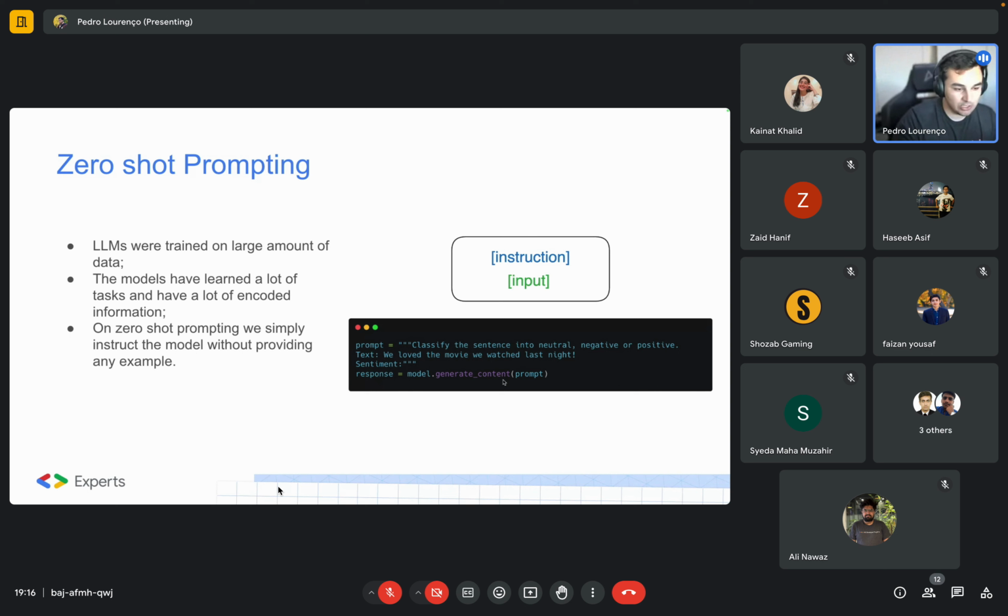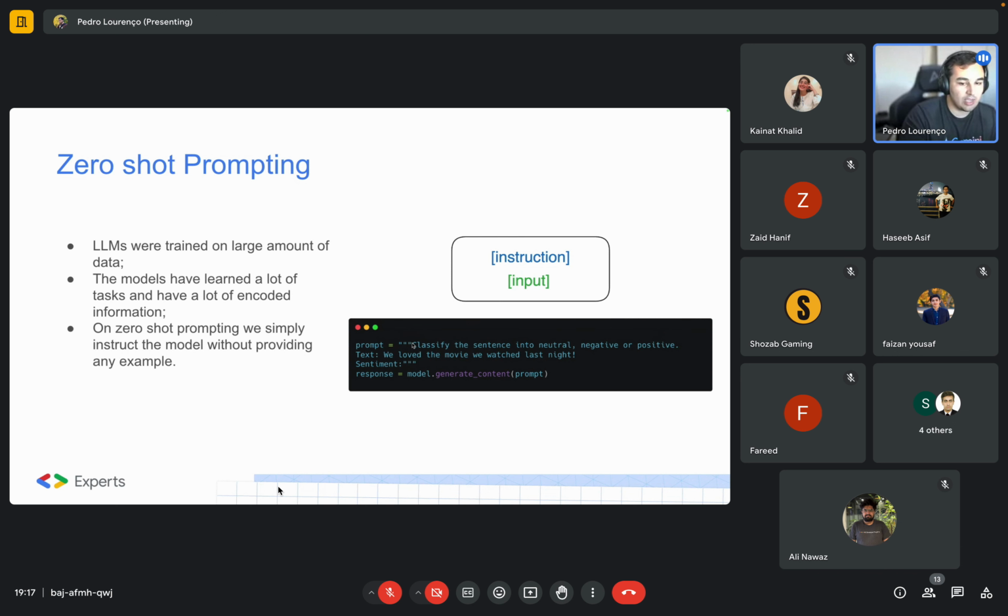And why does this work? It works because large language models, we know, were trained on a large amount of data, which means they learned a lot of different tasks and encoded a lot of information. So if you ask, for example, about some events that happened when the computer was created, the model probably will know because it saw this in the training data. So this is why zero-shot prompting works. And why should we start with zero-shot? Because it's very simple. We can try, and if it didn't work, it's fine because we didn't lose so much time testing this.